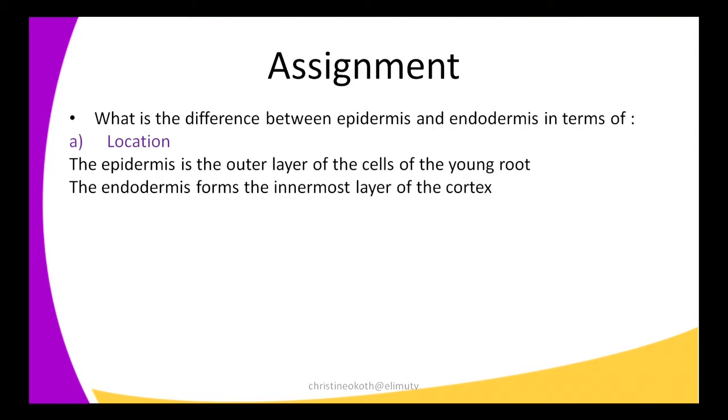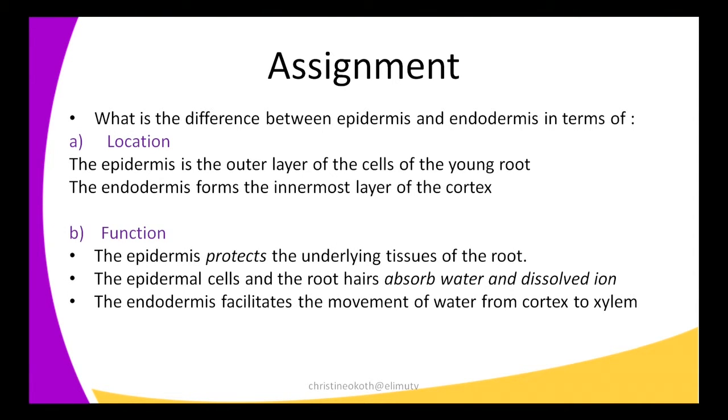The assignment was: what is the difference between epidermis and endodermis in terms of 1, the location, and 2, the function? First, in terms of the location, the epidermis is the outer layer of the cells of the young root. It is the outermost layer. The endodermis forms the innermost layer of the cortex. So one is the opposite of the other. Epi is the outer and endo is the innermost layer.